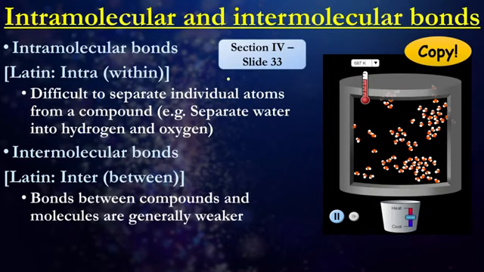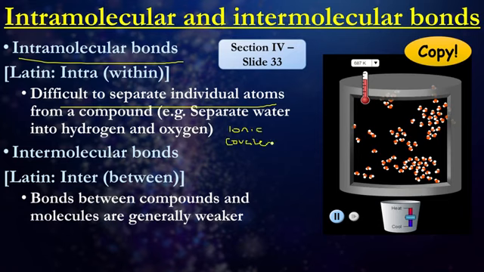So just to end it off here, remember intramolecular bonds are the bonds between individual atoms. And we talked about those bonds being ionic. We talked about those being covalent. And we talked about that being metallic. Okay?